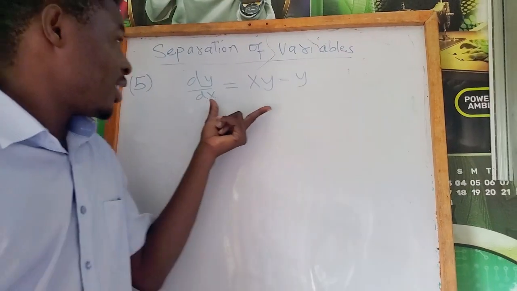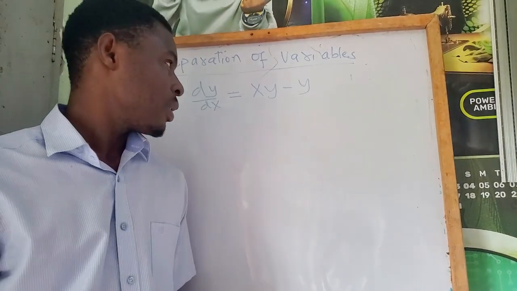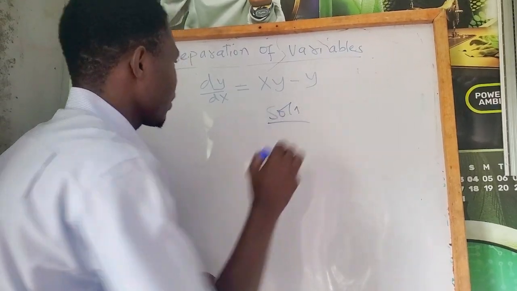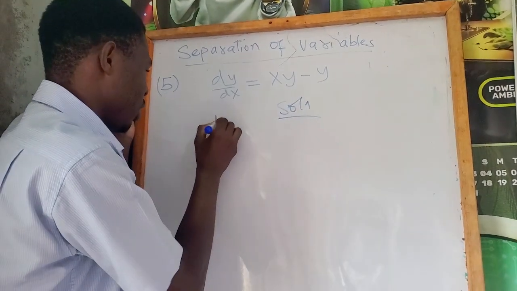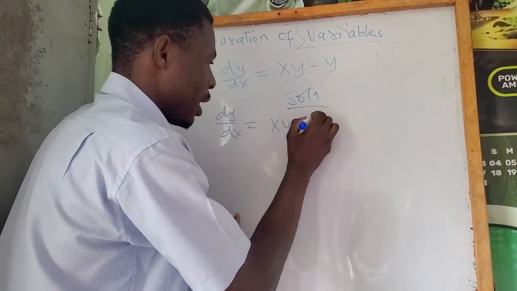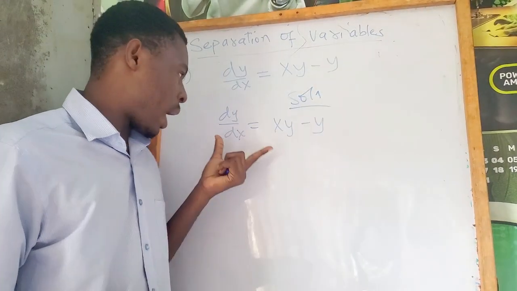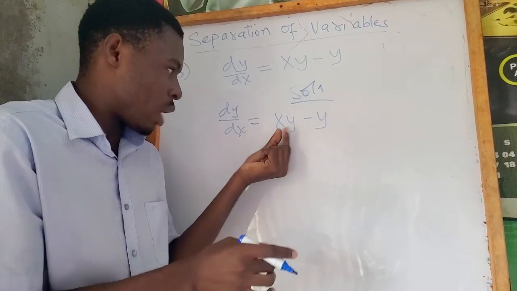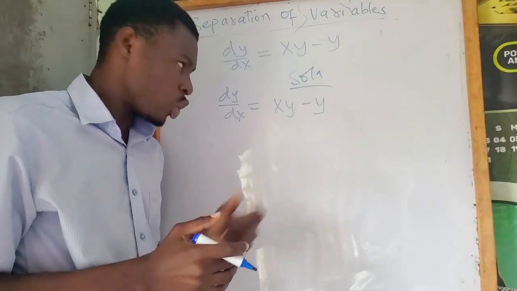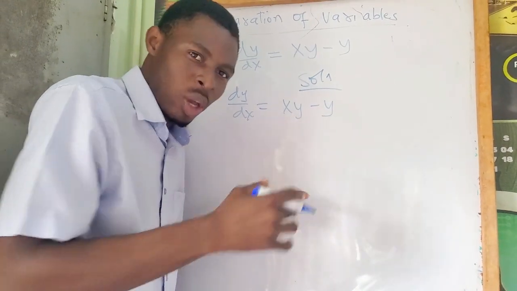Welcome to the last example we are going to do under separation of variables. Let us get into the solution. So we have dy dx to be equal to xy minus y. So how can we separate x's and y's? How can we separate y from x? We have xy minus y. What do we do? Notice that if we factor out y, we can have y into x minus 1.